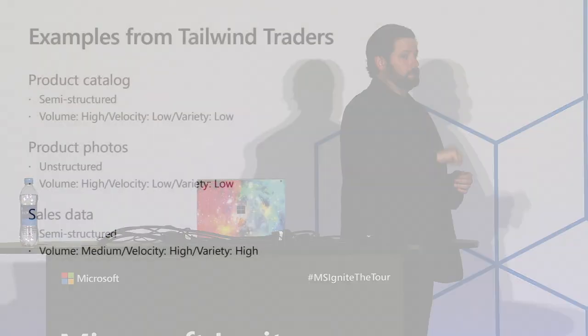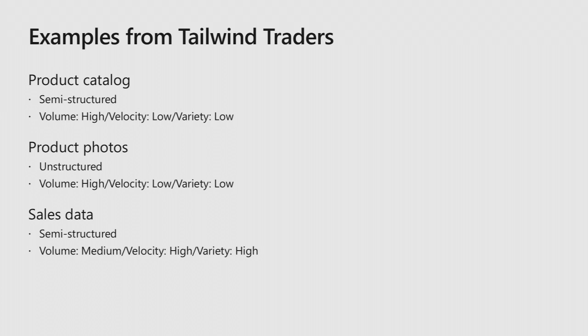The product photos, on the other hand, are going to be unstructured, and that's the easy part. They're images, so they're going to be unstructured. The volume here is also going to be high. We're going to have multiple product images for every one of the items in the database. The velocity is going to be low, and the variety is going to be low. So it's going to mimic what we see on the product catalog side. It's just going to be the images instead of the semi-structured data.